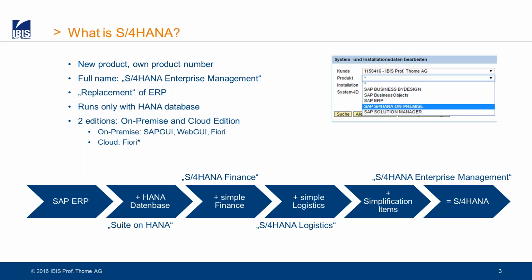From the history, it clearly developed out of SAP ERP. There was the HANA database called Suite on HANA, and we had the first major simplification, which was Simple Finance. Now it's called S/4HANA Finance. Then we had the same for logistics, and we also have many more simplification items, which we will talk about later, which make a difference between SAP ERP and S/4HANA. And of course, there are also some new features, so it's not just simplification from a technical point of view, but still the product evolved from SAP ERP.